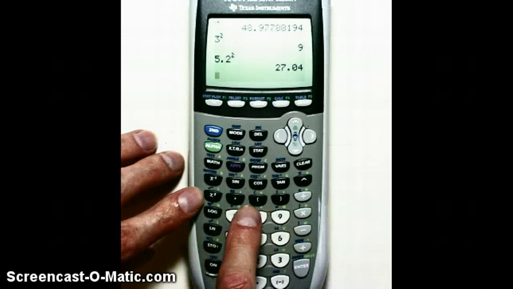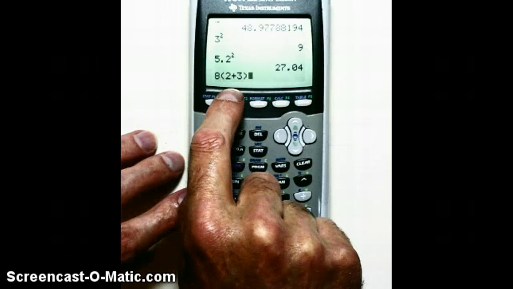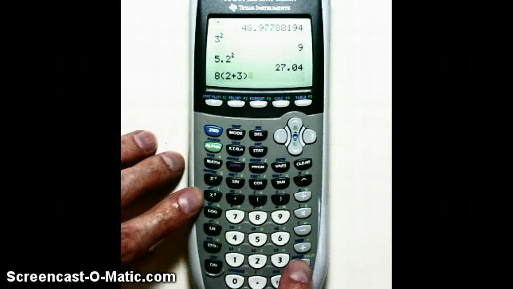Now these two keys are very, very important keys. So let's just do this: 8, left parenthesis, 2 plus 3, right parenthesis, equal or enter. Well, what's it going to do? It's going to do what's inside the grouping symbols or parentheses first. So you have 2 plus 3 right here, which is 5. So 5 times 8 is 40, right? Everybody knows your times table. Okay, so there you go.